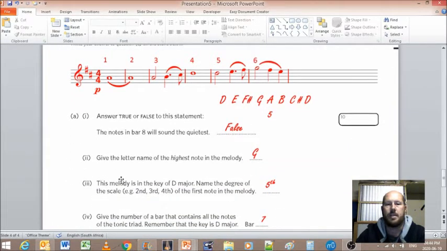Now let's take a look here. This melody is in the key of D major. How do we know that? Because it's got two sharps. Two sharps means the key is D major. Name the degree of the scale of the first note of the melody. Let's take a look at the first note. That happens to be A. So here I've written out the scale: D, E, F sharp, G. A is the 5th degree. 1, 2, 3, 4, 5. A is the 5th degree. So we write there 5th.